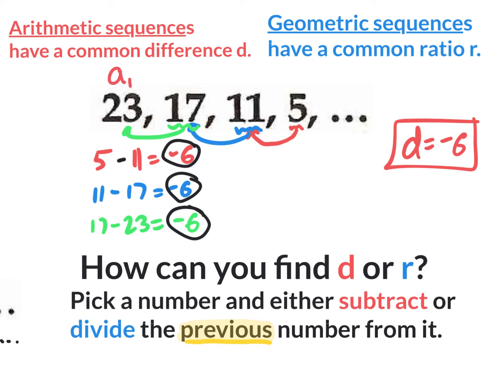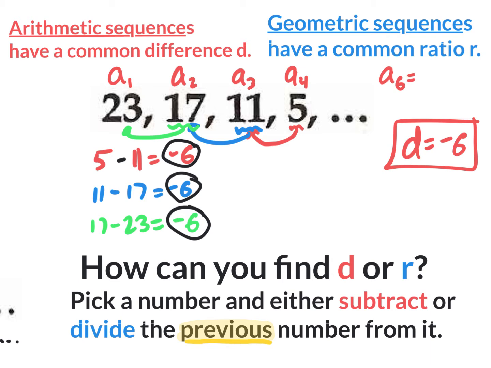A sub 1. The second number on any sequence will be a sub 2. The third number on any sequence will be a sub 3. The fourth number on any sequence will be a sub 4, and so on and so on. So I'll tell you this, on the first quiz on chapter 10, I will give you a sequence like this, and I will ask, like, what is a sub 6?